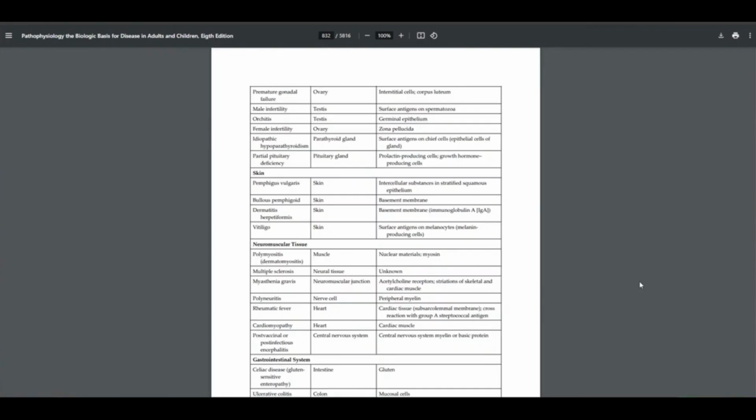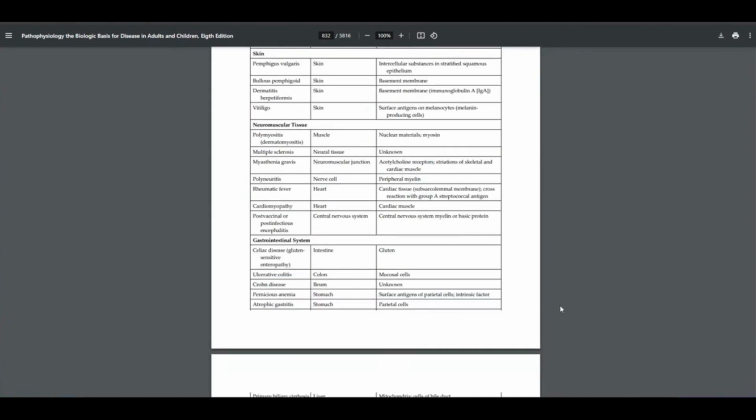The skin can also be affected. We can have pemphigus vulgaris, bullous pemphigoid, dermatitis herpetiformis, or vitiligo, which could involve the intracellular substances in stratified squamous epithelium. They could be in the basement membrane, or they could be in the basement membrane of the immunoglobulin A or IgA, or the surface antigen on melanocytes or melanin-producing cells.